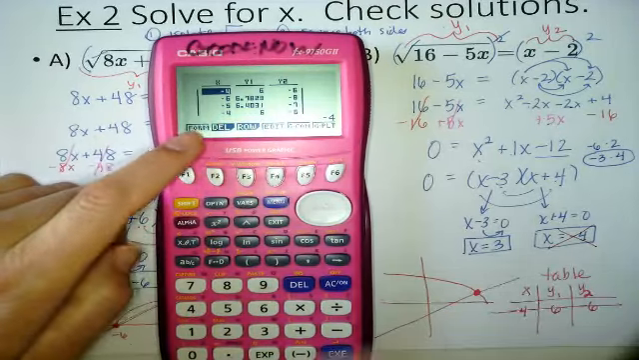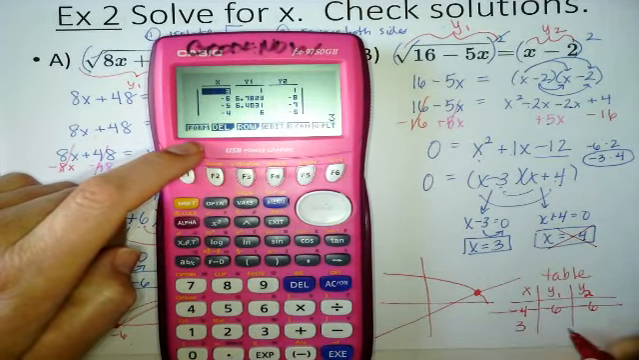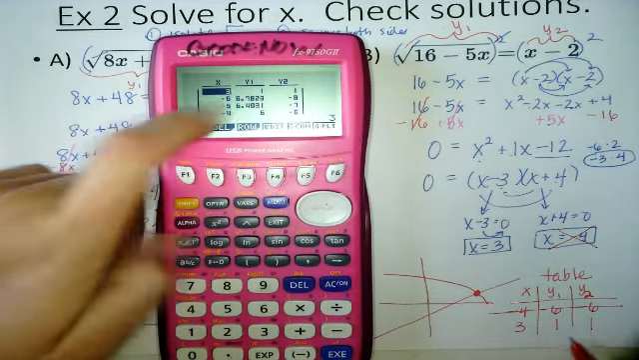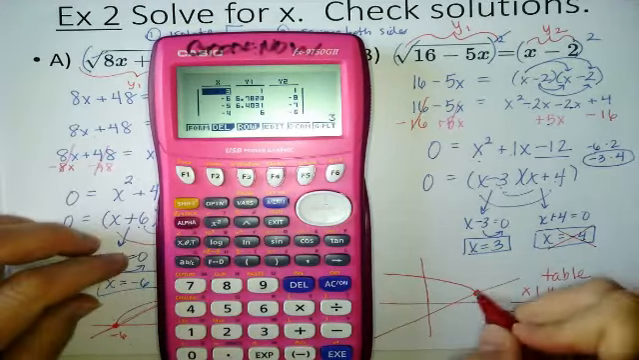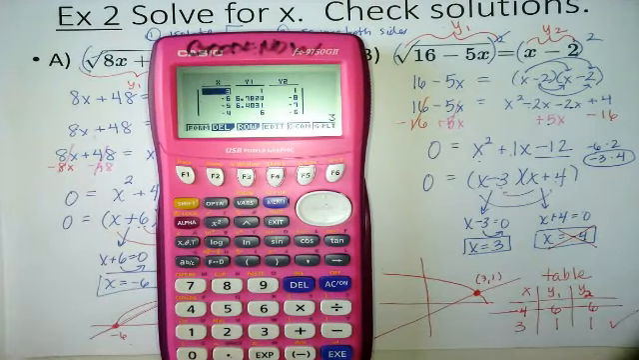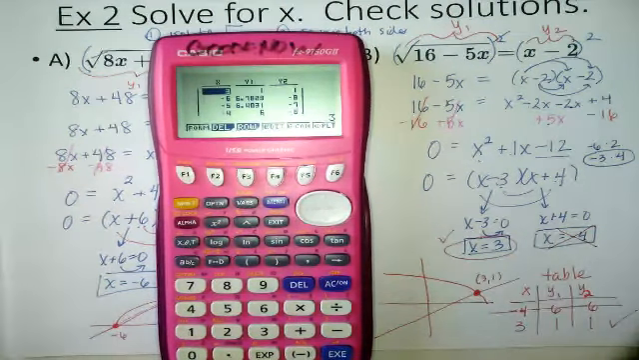When we type in 3, you can see the outputs are matching. And so that is that ordered pair at 3, 1. That's where they share a common point. So x equals 3 is the proper solution.